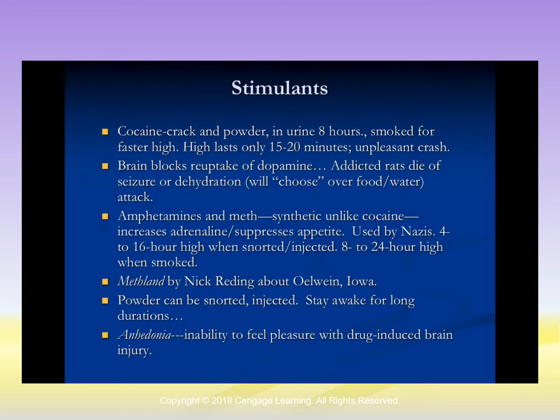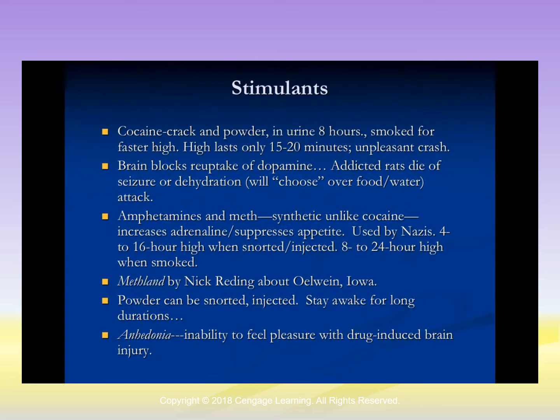Okay, another classification of drugs are stimulants. Most well-known ones are cocaine in crack and powder form, and amphetamines and methamphetamines. Cocaine in either form comes out of the body very quickly. So that makes sense if you think of the properties of the drugs. Something that makes you fast comes out of the body pretty quickly. It leaves the urine in 8 hours, and of course, we know from the routes of administration, if a person smokes it, it can arrive in 5 to 7 seconds. Okay. Injection is about 10 seconds. So smoking is actually the fastest way to receive the effects of a drug.